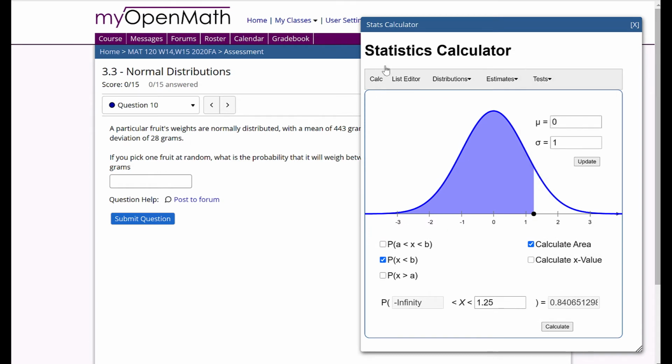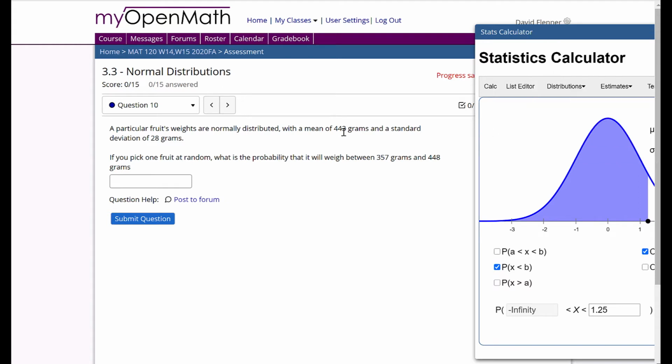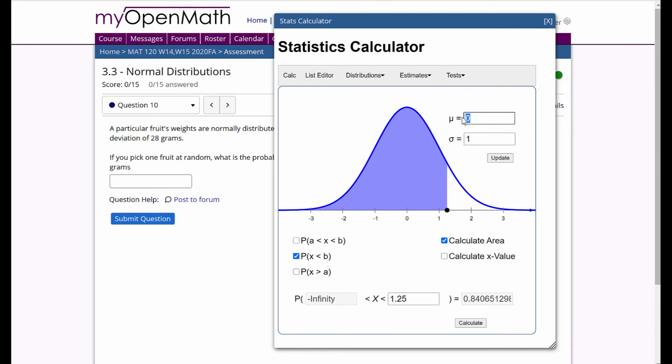So in this problem, a particular fruit's weights are normally distributed with a mean of 443 grams and a standard deviation of 28 grams. If you pick one fruit at random, what's the probability that it will weigh between 350 grams and 448 grams? Okay, so we have this particular fruit. The mean weight is 443 grams, and the standard deviation is 28 grams. So right there, we'll put those in and then hit update.